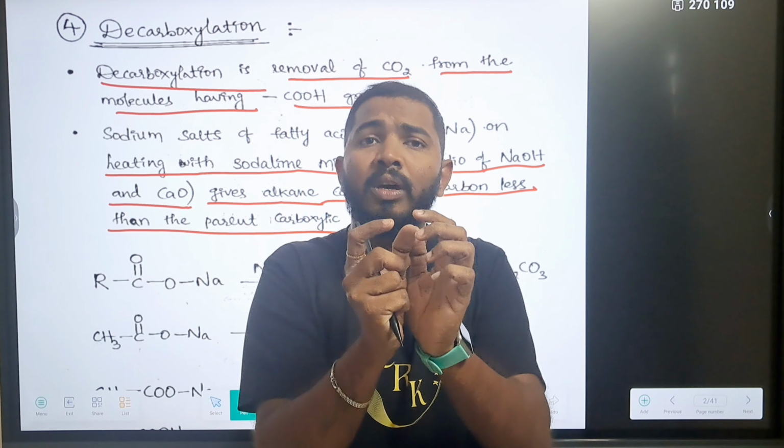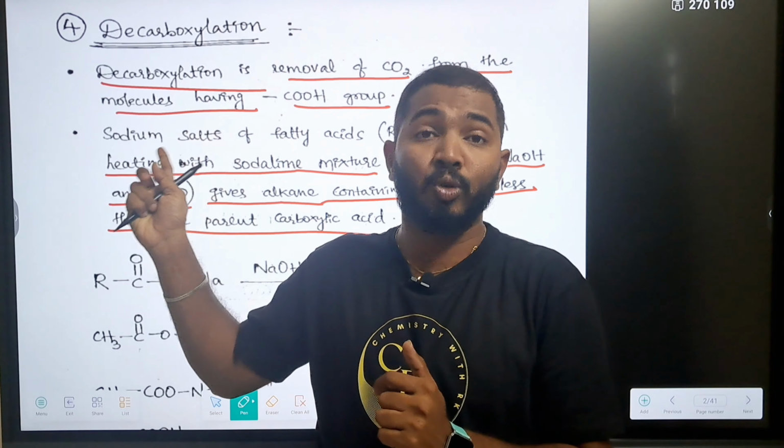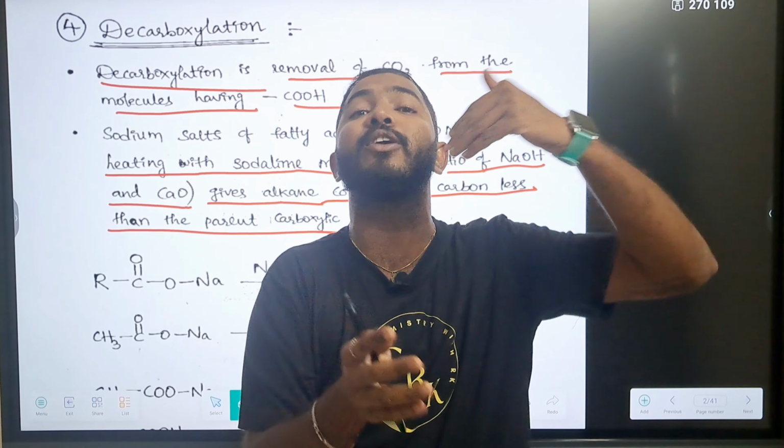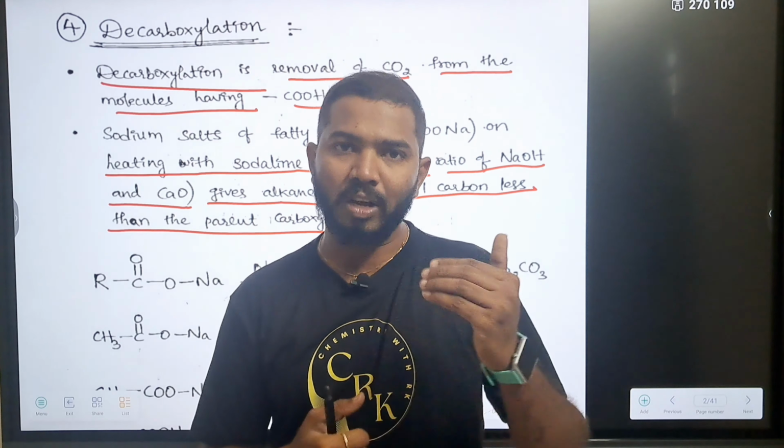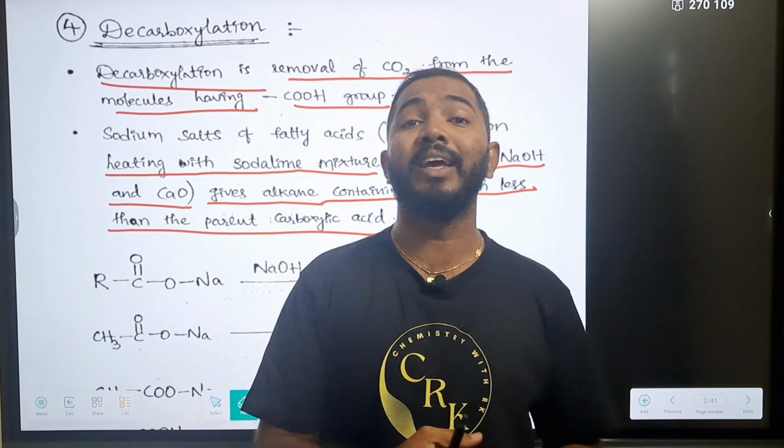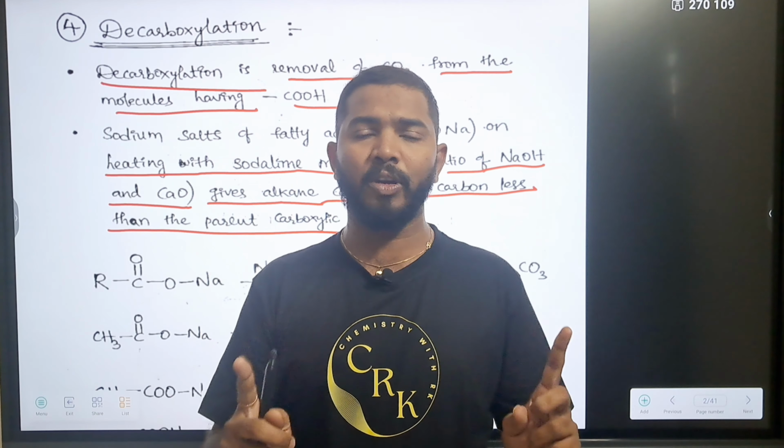One of the carbons in the parent sodium salt of the carboxylic acid is removed as CO2, carbon dioxide. Always understand one thing: we get an alkane with one carbon less than the parent carboxylic acid salt we take. Hope you understood, right? Yes.